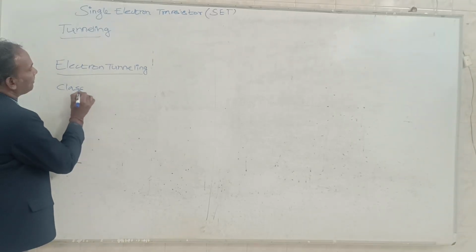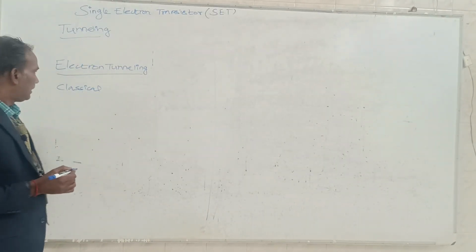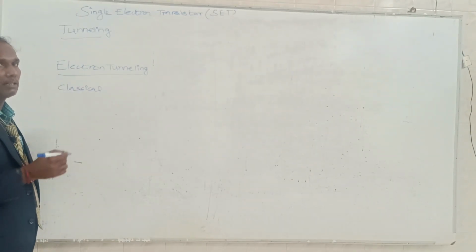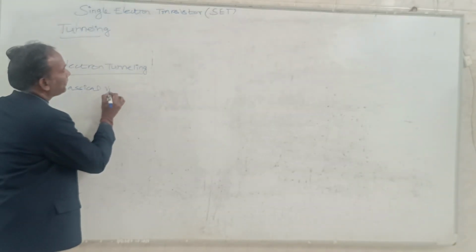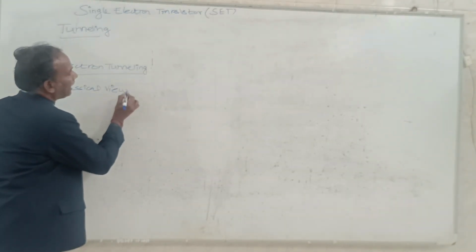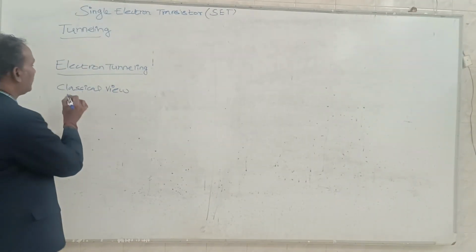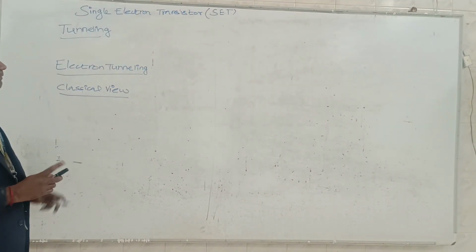classical view. The electron tunneling can be understood through two views, the classical view and the quantum view. Let's see the meaning of the classical view.